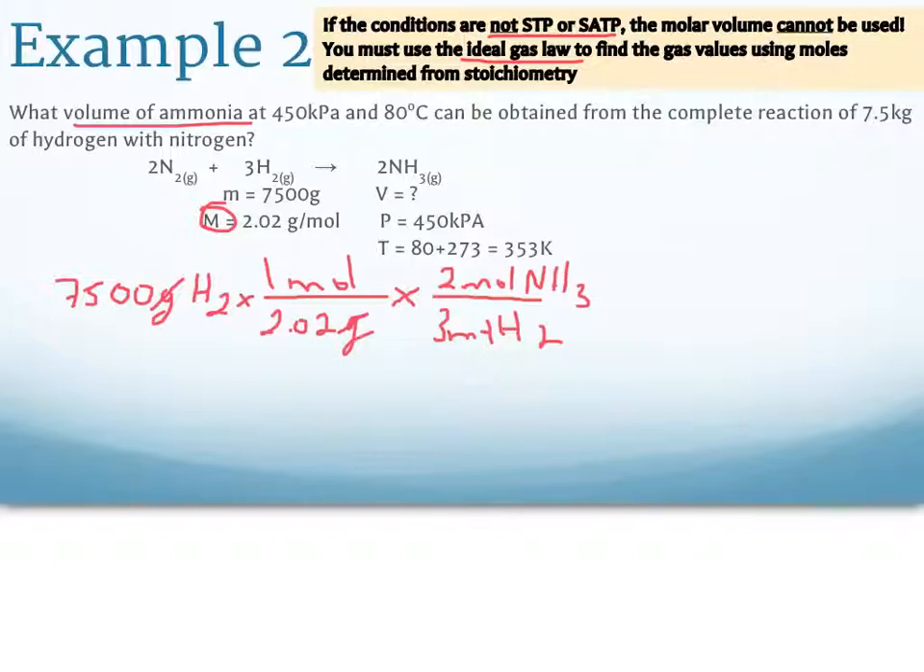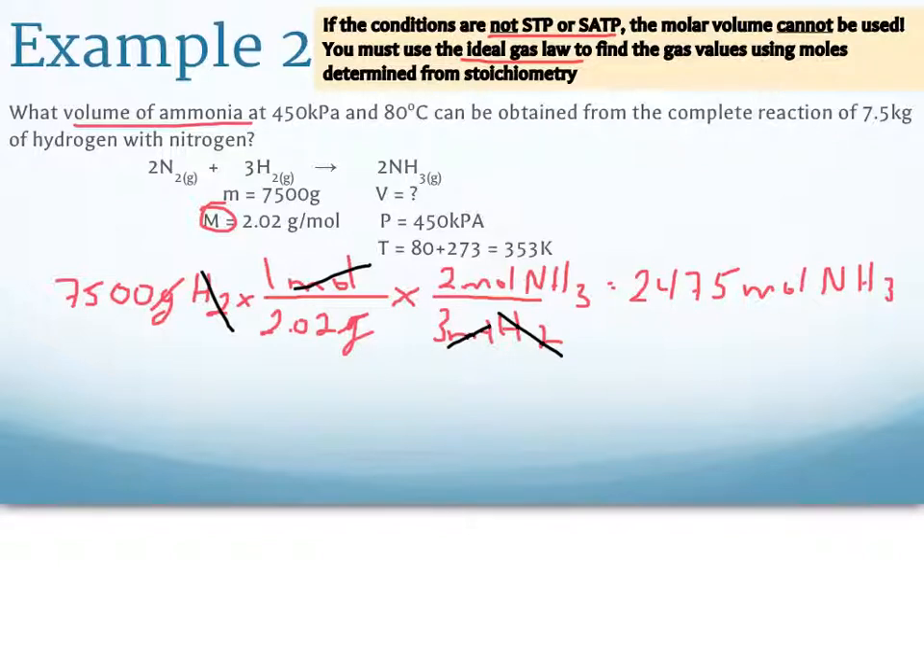If you look at canceling out, my moles and my moles will cancel out, my hydrogen and my hydrogen will cancel out, which means now I have 2 moles of ammonia left over. My answer here will be 2.475, and again, I'm not rounding, moles of ammonia.